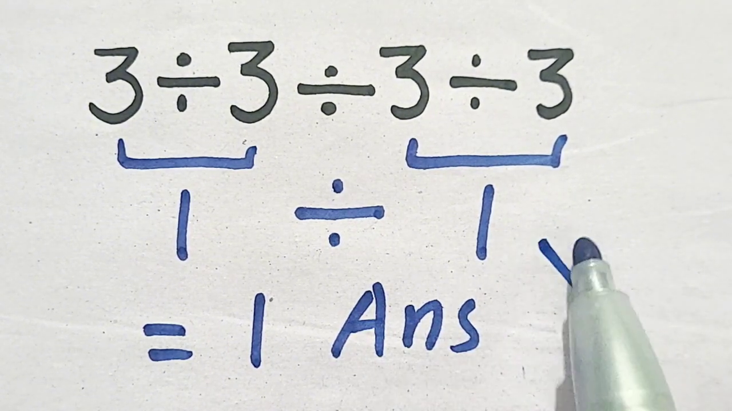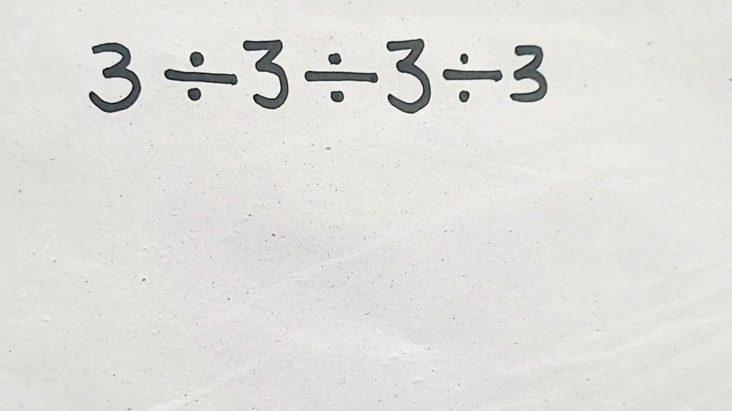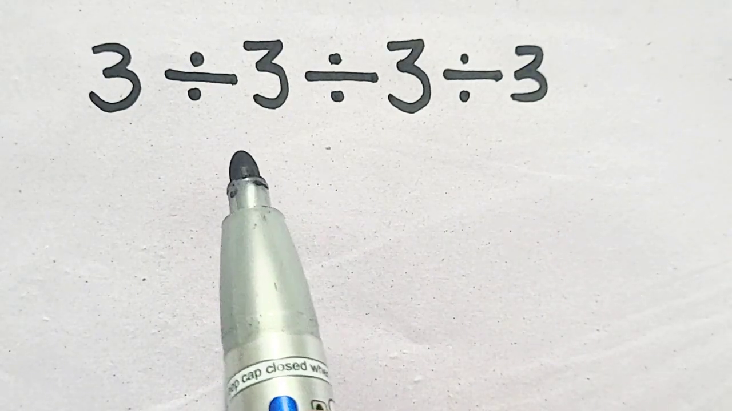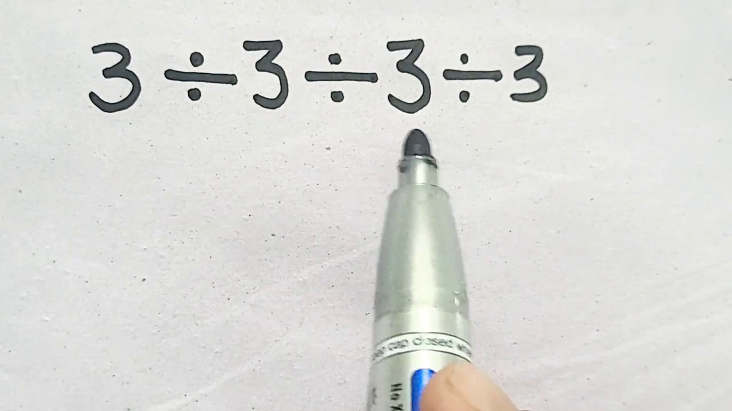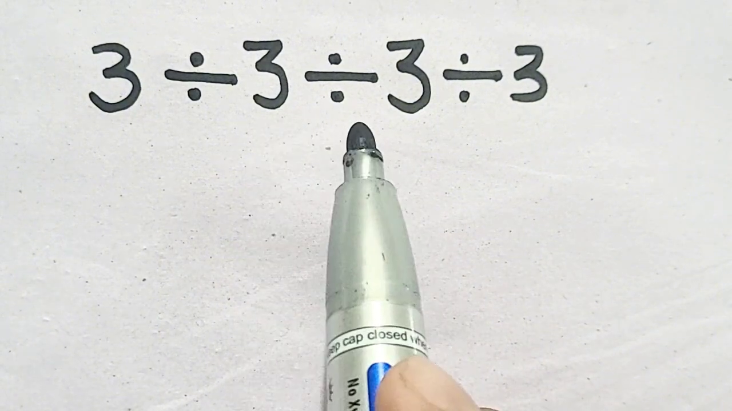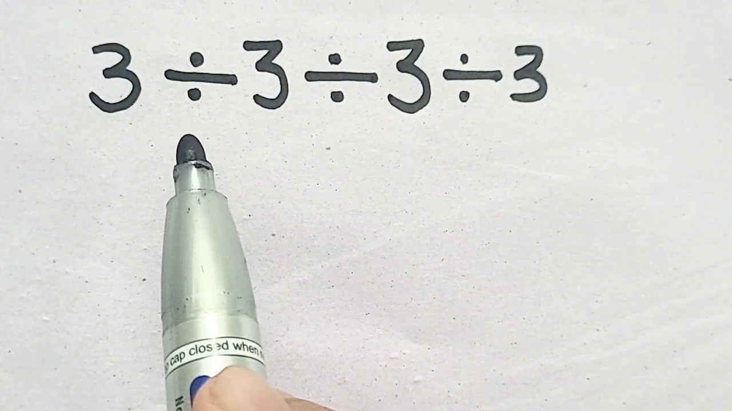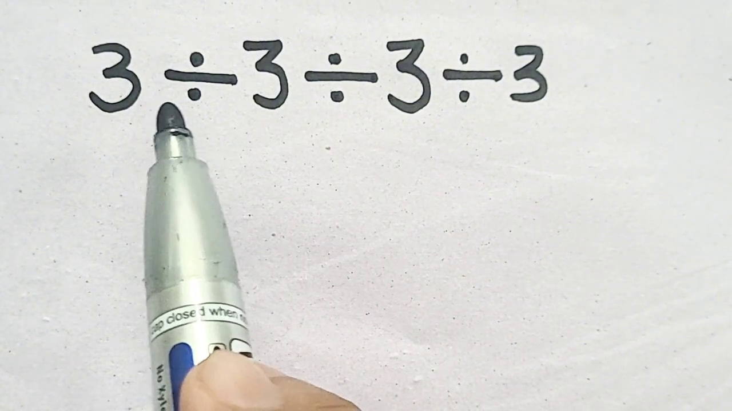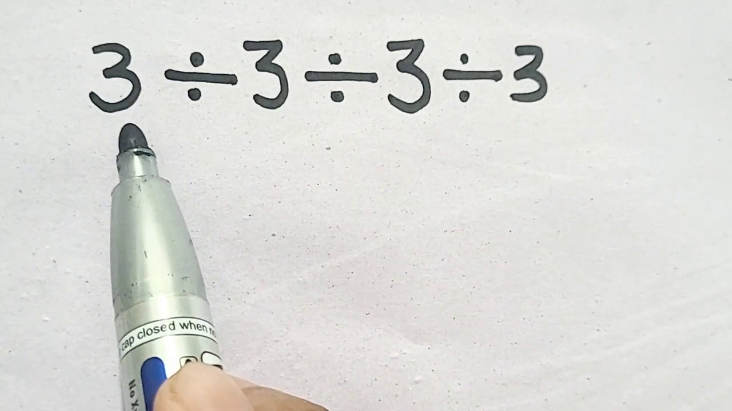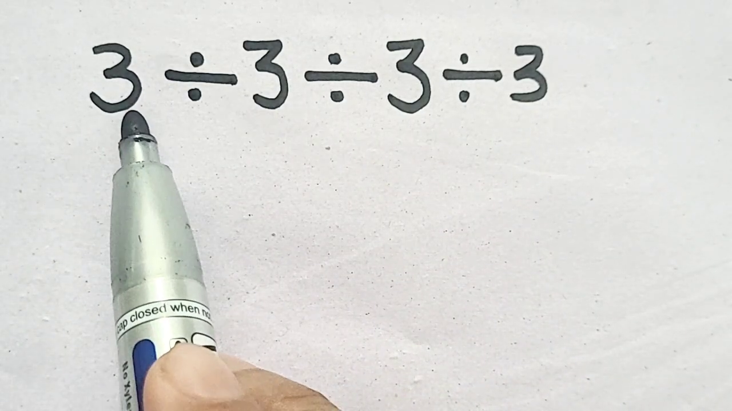But remember that this is wrong. We didn't follow the order of operations. Now we solve the same question by obeying the order of operations. This question has only division, so we have to move from left to right.